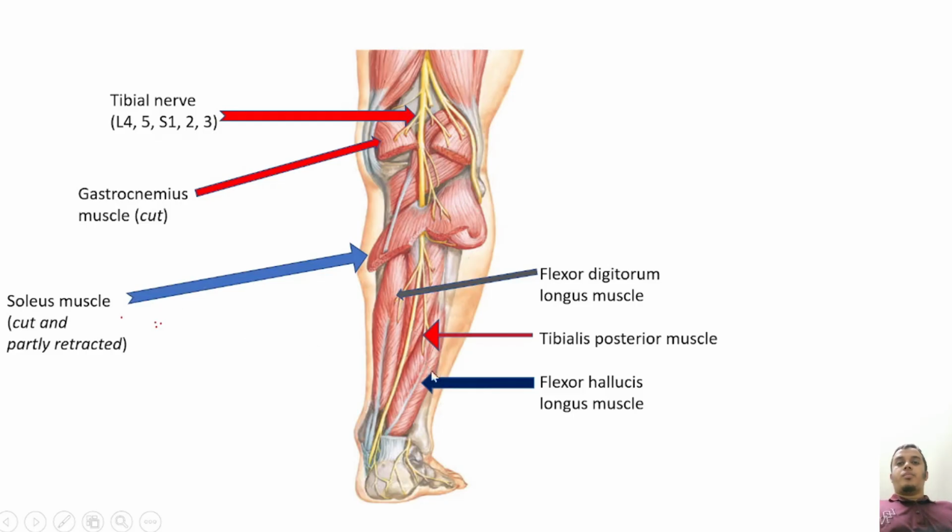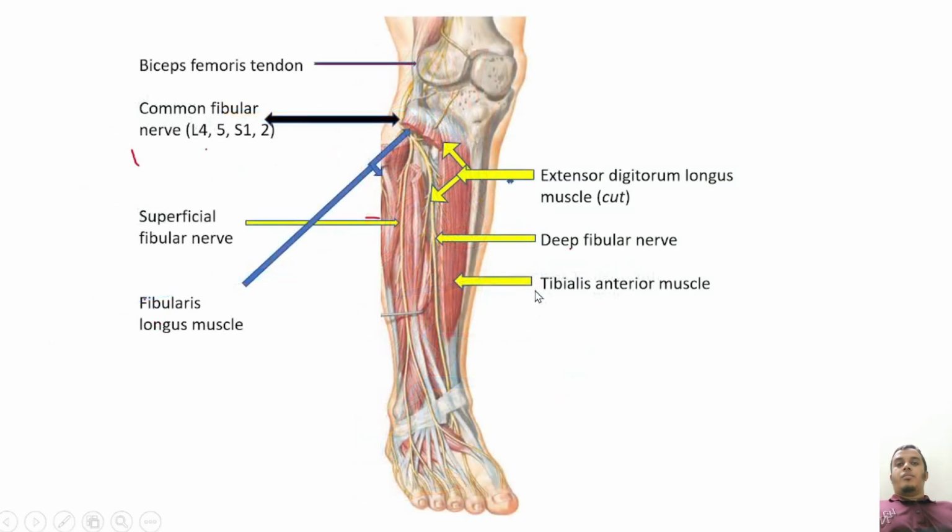The common peroneal nerve winds around the fibular neck. We see the course of the common peroneal nerve. It supplies the anterior and lateral aspects of the leg by dividing into two nerves, the deep peroneal nerve, which supplies the anterior aspect, and the superficial peroneal nerve, which supplies the lateral aspect of the leg. We see in this picture the cut end of peroneus longus muscle and the common peroneal nerve, which after passing through this muscle divides into two parts.